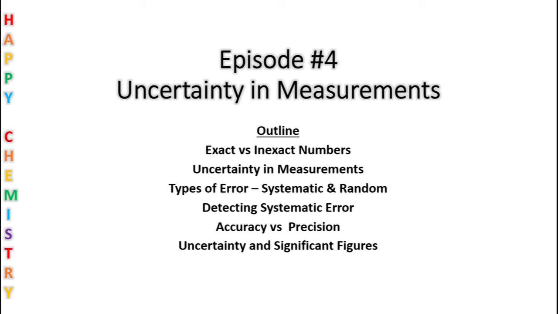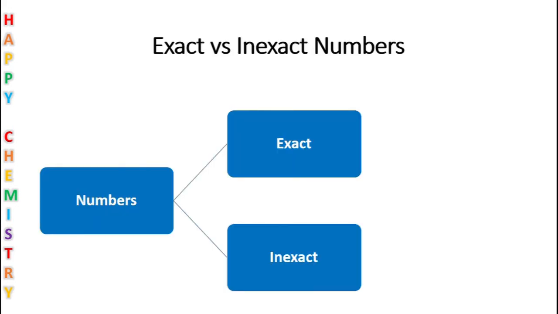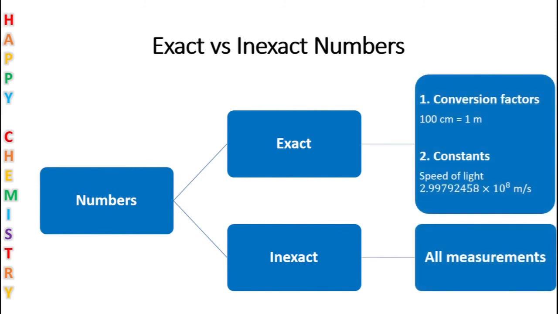Let's first talk about exact and inexact numbers. In scientific work, there are two types of numbers, exact numbers and inexact numbers. Exact numbers are numbers that are fixed. The conversion factors and the constants such as speed of light, gas constant, Planck constant belong to this category. All scientific measurements are inexact numbers.